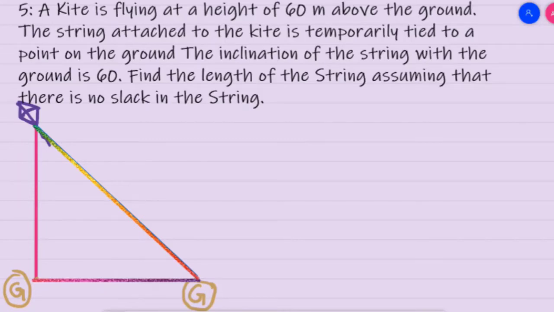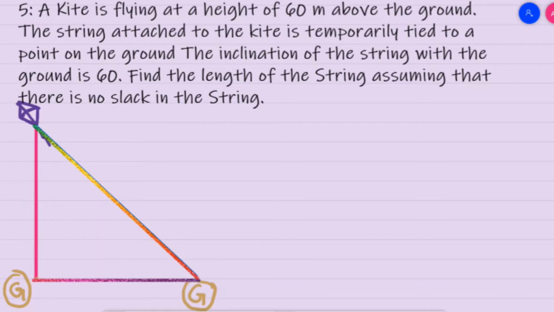Good morning, dear students. We are in the chapter Applications of Trigonometry, and we have seen up to question number 4 in part 1 of Applications of Trigonometry. Now, we shall continue with question number 5.